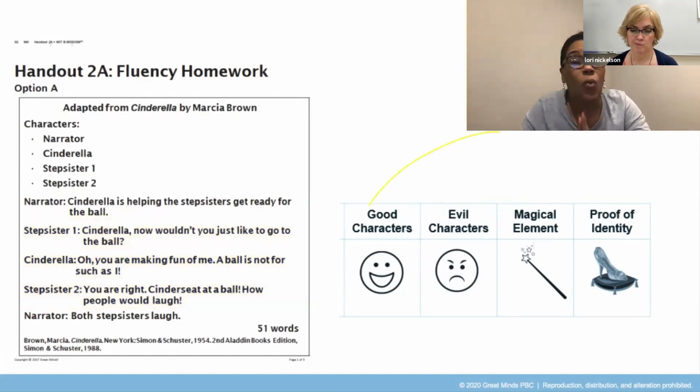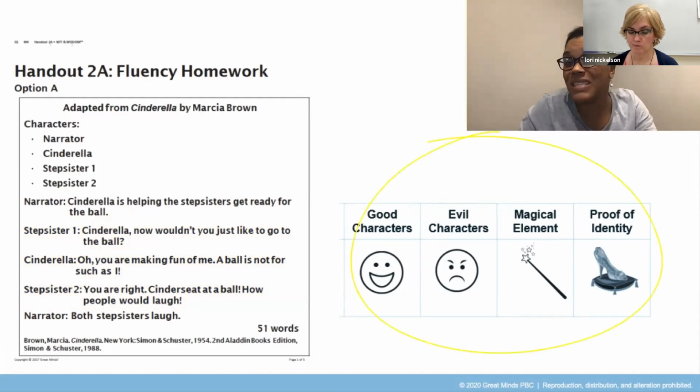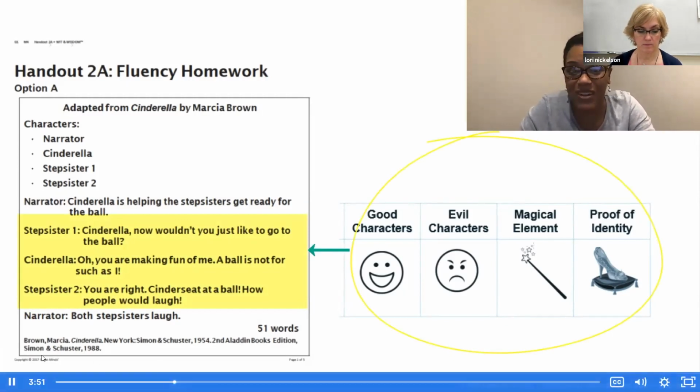Now, what elements do you notice in the scene that I just read? I'll ask again, what elements of Cinderella stories do you notice in the lines that I just read? Think. Now share with your learning partner or share aloud. What character or what elements did you see?